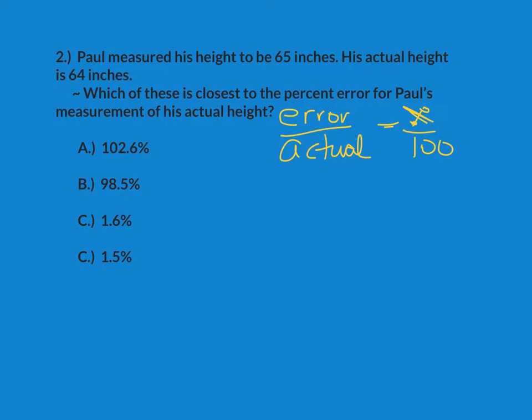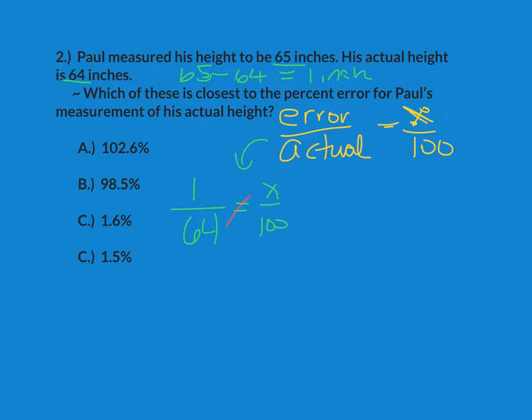So that means the difference between the measured height and the actual height. So that would be 65 minus 64, and that equals 1 inch. So that's my error. So using my proportion, I'm going to put 1 over the actual, which is 64, and that equals x over 100.